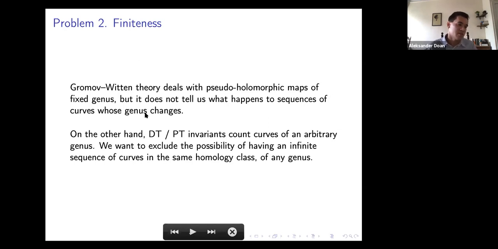So if we're interested in the problem of finding some sort of symplectic analog of these sheaf counting invariants, then we would have to deal with curves of any genus, and we would want to say that such pathological examples cannot happen.